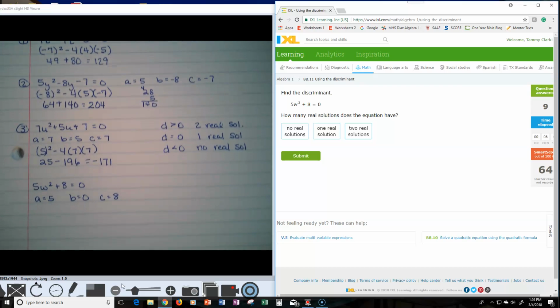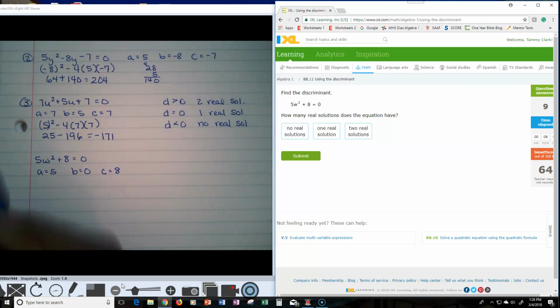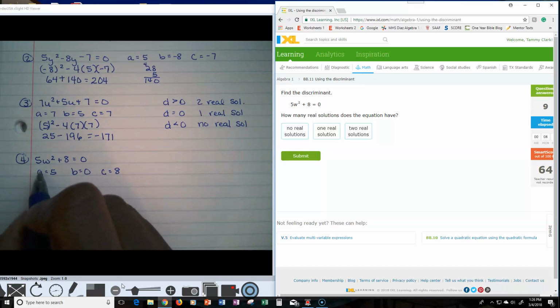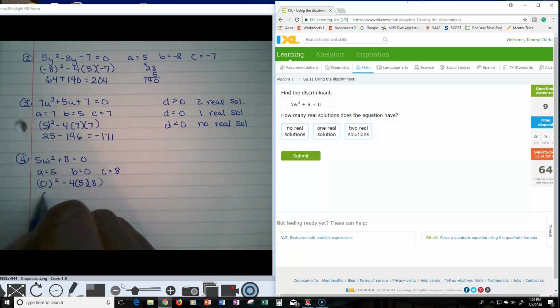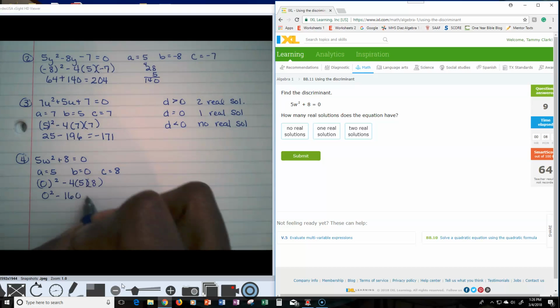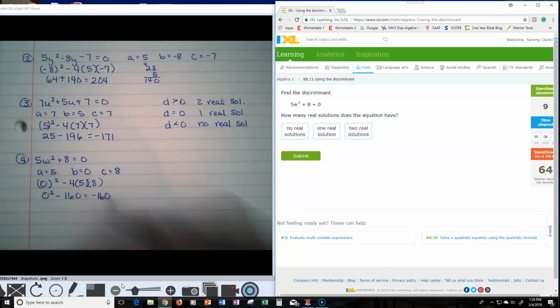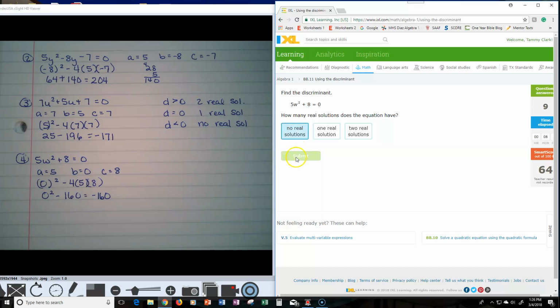So we have our next example. 5w squared plus 8 is equal to 0. I've gone ahead and identified our A, B, and C. A is 5, B is 0 because there's no w term. C is 8. So then we're going to take 0 squared minus 4 times A, which is 5, times C, which is 8. So that's 0 squared minus 160. So since our discriminant is less than 0, we have no real solutions.